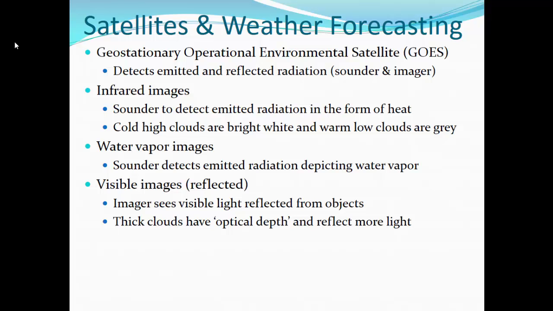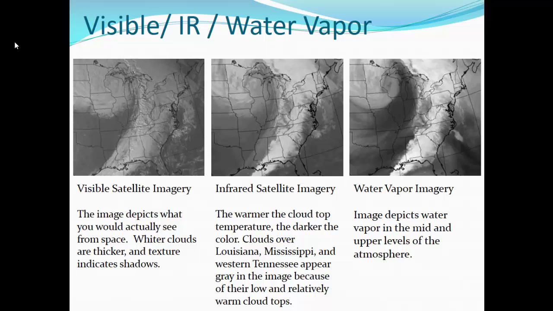And then lastly, the visible images, that's reflected. That's the imager sees visible light reflected from objects. And so thick clouds are going to have what we call deep optical depth. They reflect more light back, so they're going to be pretty bright white. And then thinner clouds are going to be more gray. But again, this doesn't show us the level of those clouds, just how thick they are. So you have to use all three of these different images together in order to get a solid understanding of what's happening with the satellite image.